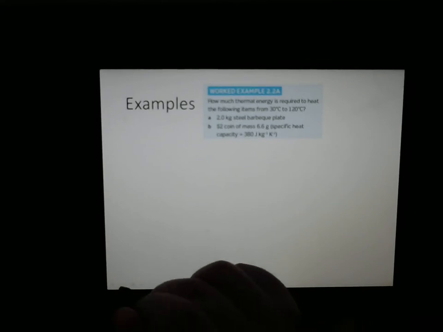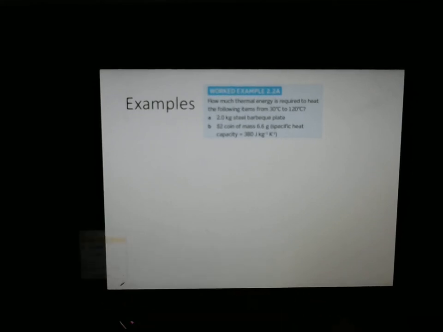So, first part of it: how much thermal energy is required to heat the following items from 30 degrees Celsius to 120 degrees Celsius? We've got a 2 kilogram barbecue plate made out of steel, and second one, a $2 coin of mass 6.6 grams, given the specific heat capacity of this. Okay, so let's have a look at these things.